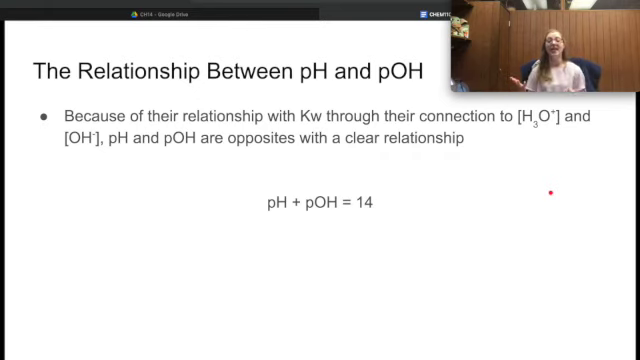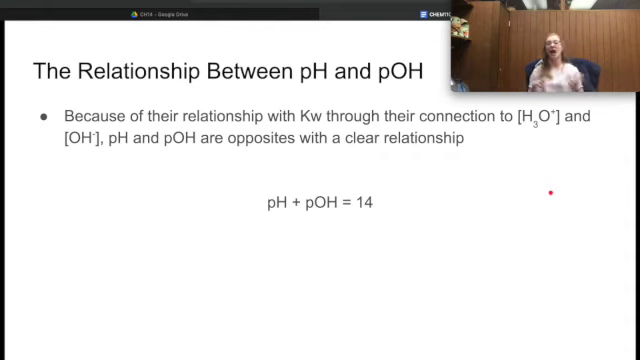So let's say, hypothetically, I give you a problem and it gives you a pH, but it's asking for a concentration of OH-. Well, you could use an equation like this to very quickly flip from pH to pOH, and then use that pOH in your further equations and calculations like we just did in problem 2 that we just saw. So again, pH plus pOH is going to equal 14.